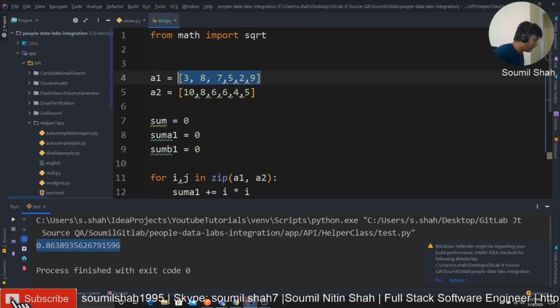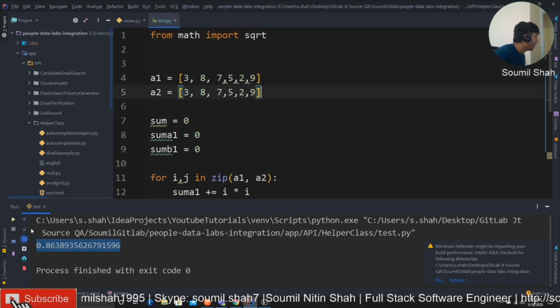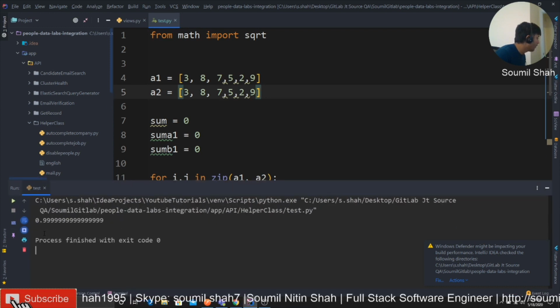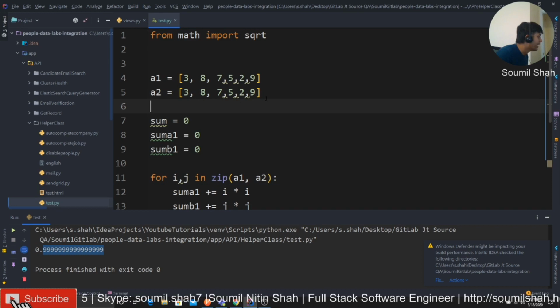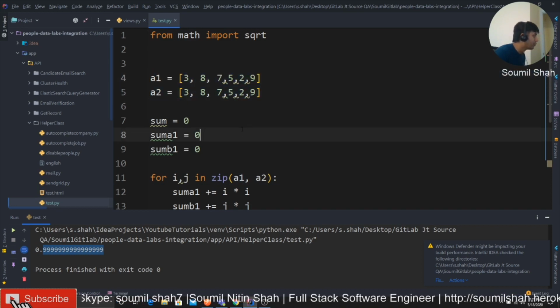What happens when I copy the same document here? 0.9999. That means the cosine similarity is 1. That means they are exactly similar. You see how it's working?